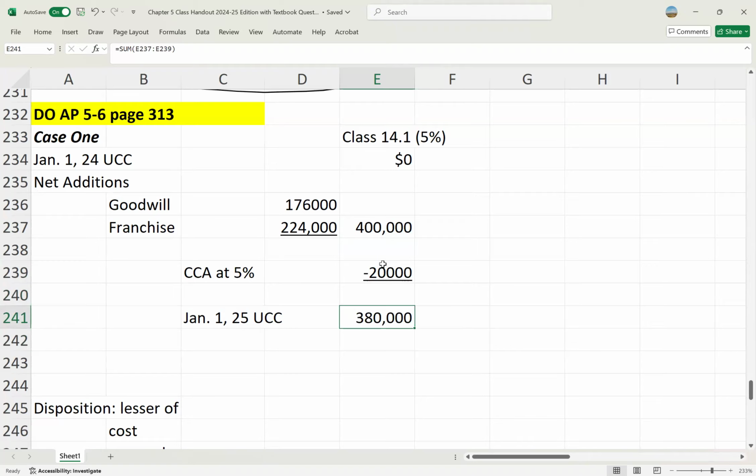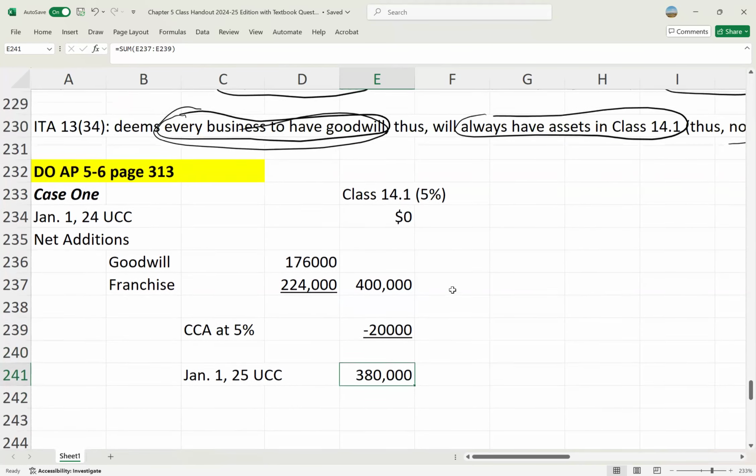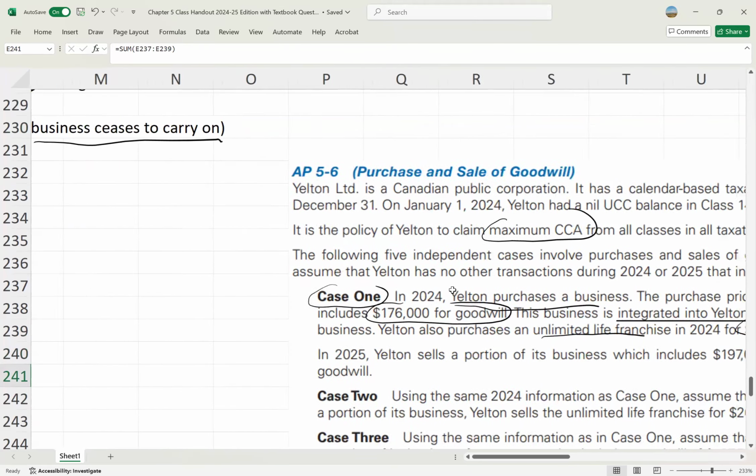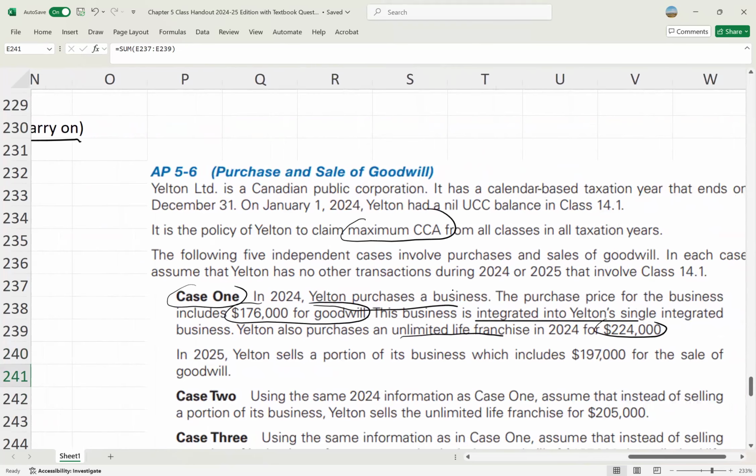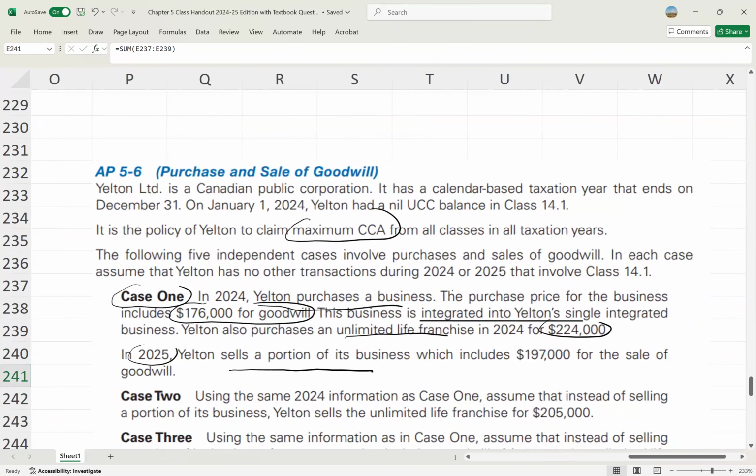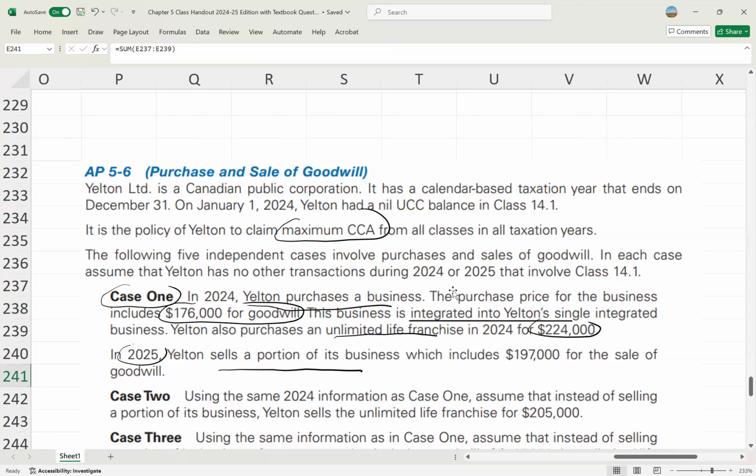Once again, we're in 2024. So the accelerated investment incentive is at 100%. So we don't have to make any adjustments to our net additions. Let's see what happens in 2025. In 2025, the company sells a portion of its business. So they're now selling a portion of their business. And when they sold their business, they get a payment of $197,000 for goodwill.